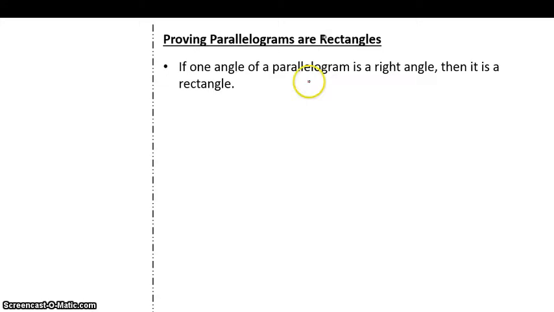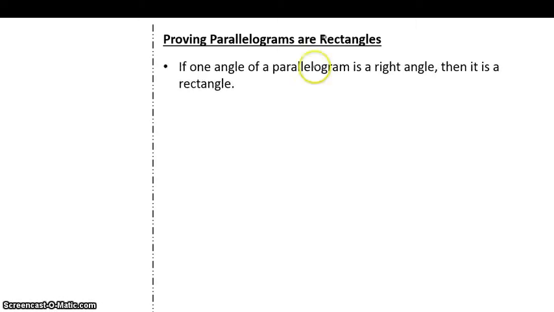So if you already know it's a parallelogram, either because you proved it was a parallelogram already or they told you in the directions it was a parallelogram, then if the picture shows a right angle, so if I had a, trying to draw a straight line and it is acting up. All right, let's try this again. Okay, if one angle of a parallelogram is a right angle, then it's a rectangle, okay?